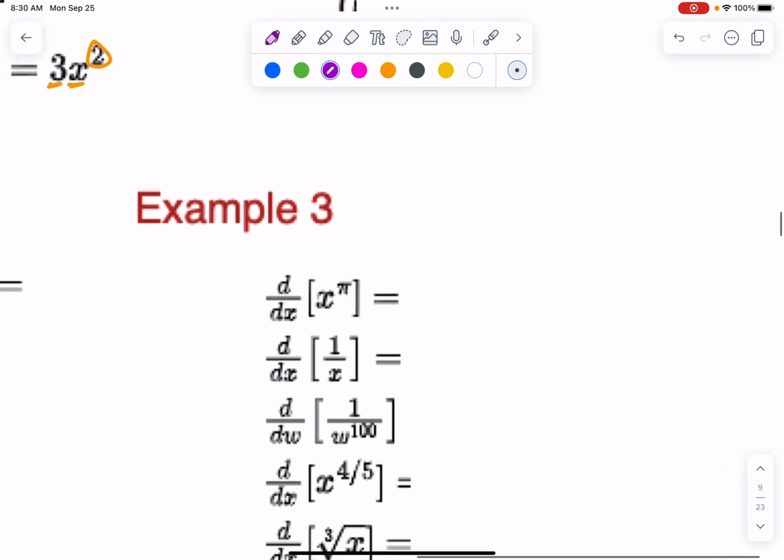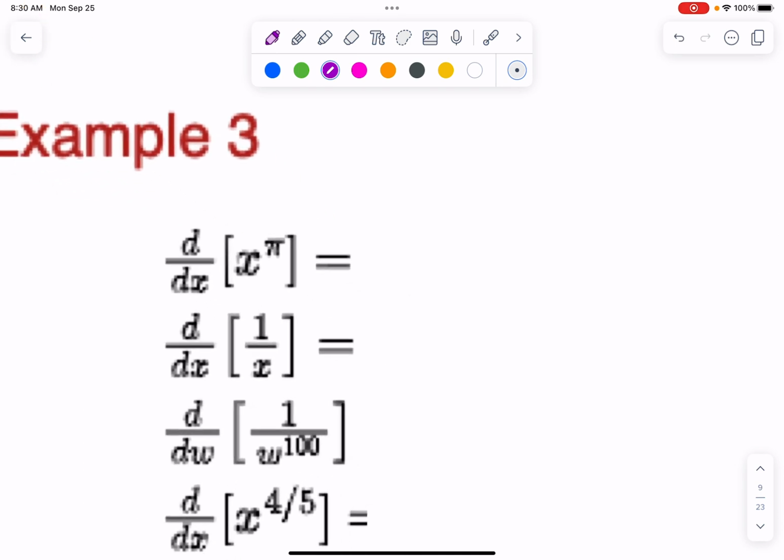So now, let's go to example 3. They want us to find the derivative of x to the pi.